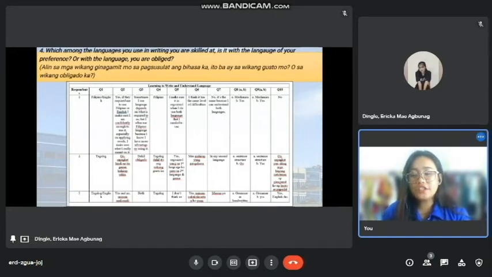Based on the feedback of the respondents, there are 22 respondents who use a particular language, which is English and Filipino, in writing, as they are skilled in it, and it is their language preference. The eight respondents, on the other hand, are both obligated and also have it as their language preference. That's why they are skilled in writing with that particular language. So overall, the findings demonstrate that the respondents are using the language they are most skilled at, together with their language preference. Now let's have the fifth question.